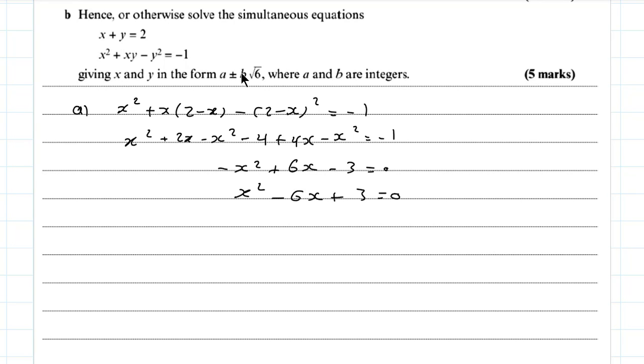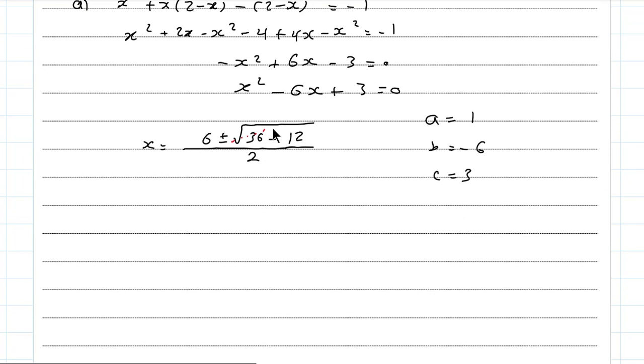Okay, giving x and y in the form a plus or minus b square root of 6, which means that we can't factorize this equation, and so that we can write a equals 1, b equals negative 6, and c equals 3. Applying the general formula, it will be 6 plus or minus square root of 24 all over 2. We can simplify this square root to be square root of 24, which is 6 times 4, 2 root 6. Okay, and then we can write x as 6 over 2, which is 3, plus or minus 2 divided by 2 will be 1 root 6.